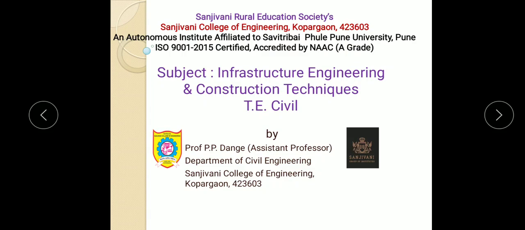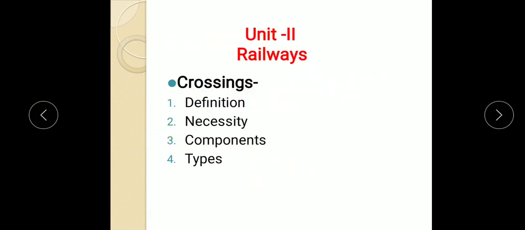In the last lecture, we had just started with the important point from unit number 2, that is points, crossings and turnout. So in the last lecture, we had gone through the points or switches. Now next is the crossings. We are going to discuss the necessity, the various components and various types of crossings.